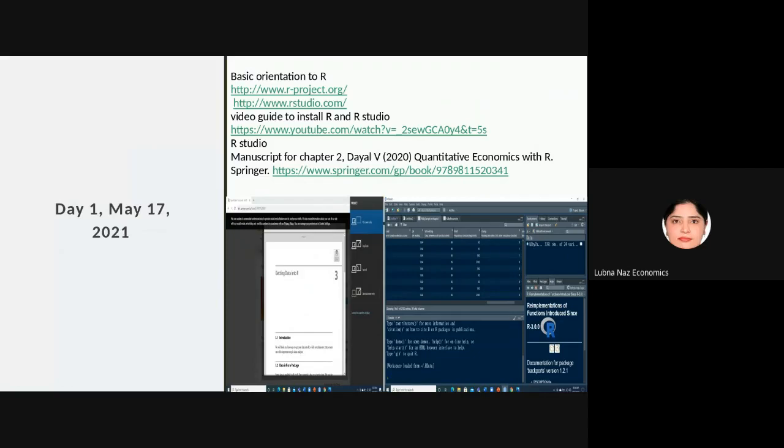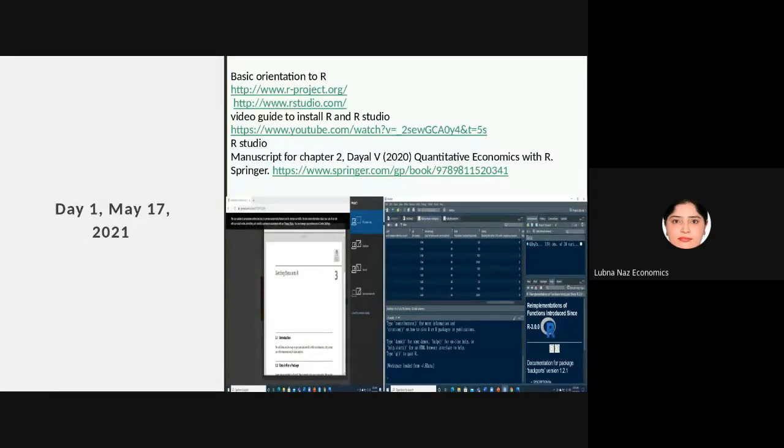These are the sources which Vikram Ji gave us to install R and R Studio. He also provided us a video guide, which was really useful in installing R and R Studio. And he also provided us with a chapter from his book, chapter 2 of Quantitative Economics with R, published with Springer. Here is the link of his book. But when I went to that link, I found that only the preview of chapter 3 was available free, while you have to purchase if you want to go through all the chapters. So he has given us that chapter also to learn how we can bring data into R.